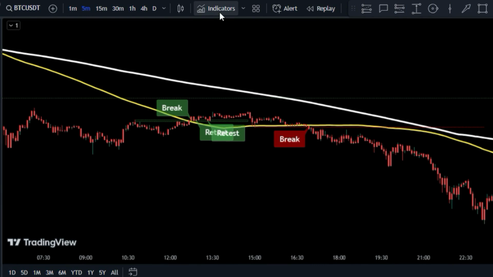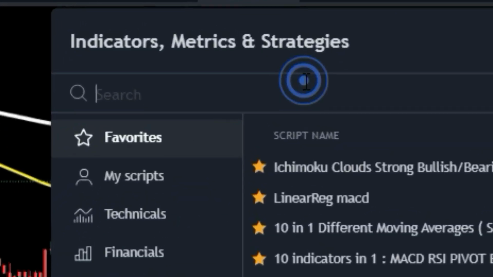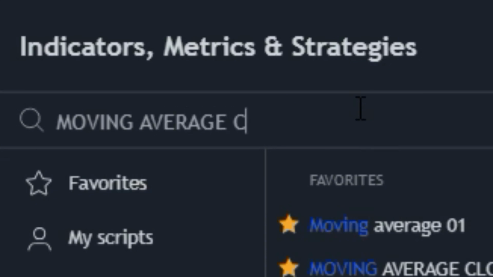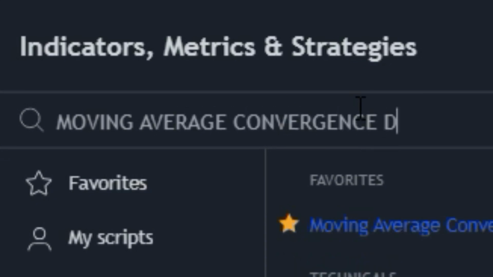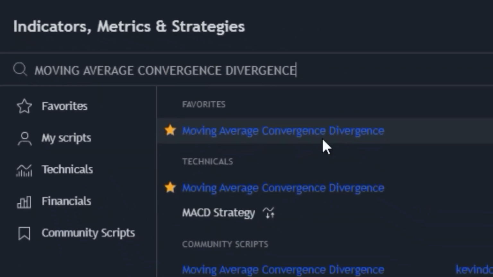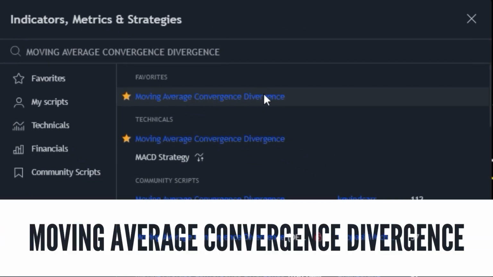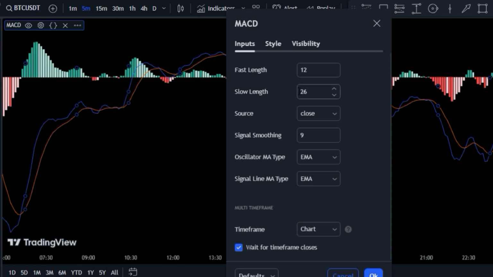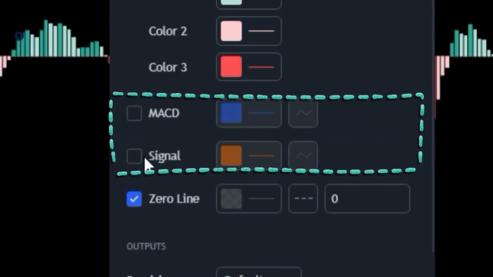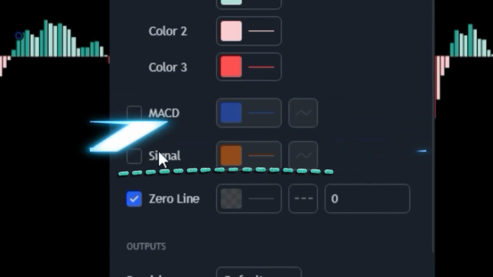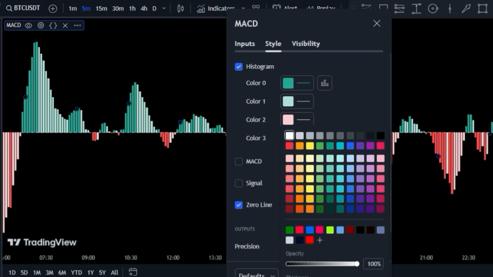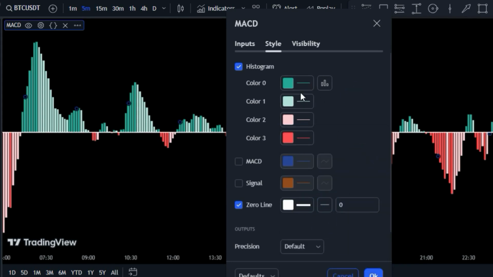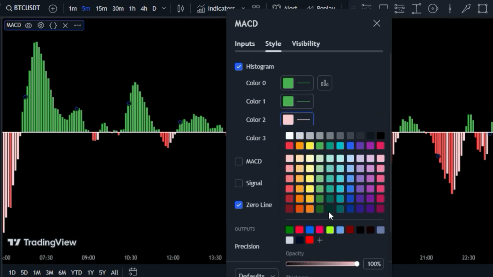Great. Now let's add the moving average convergence divergence indicator to the chart. You can find this indicator in the indicator section of the TradingView website. Once it's added, head over to its settings, then leave the Inputs tab at its default values. Next, head over to the Style tab and disable the MACD and Signal options. We only need the histogram for this strategy. You can also change the color of the histogram section to green and red for better visibility on the chart.